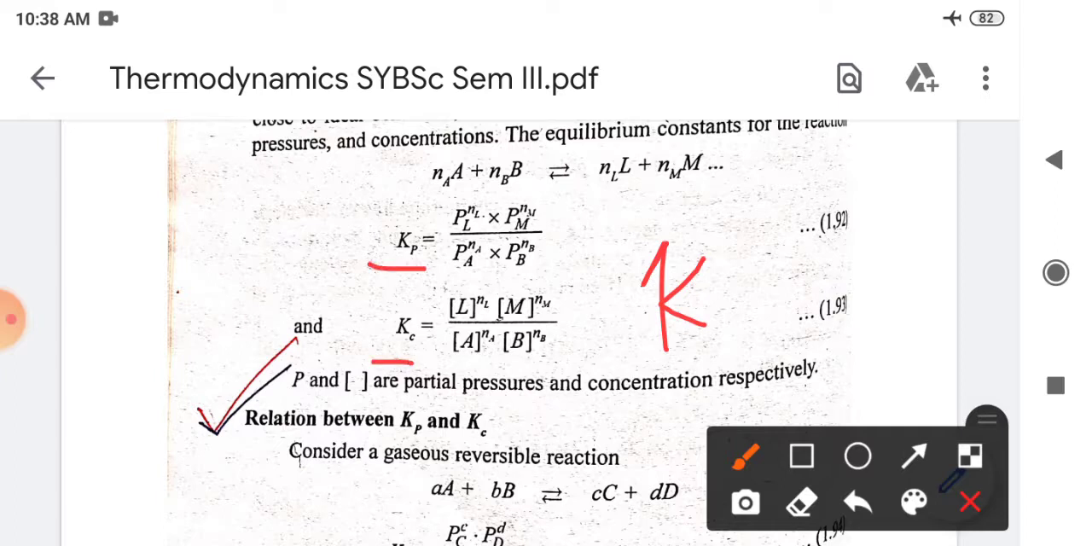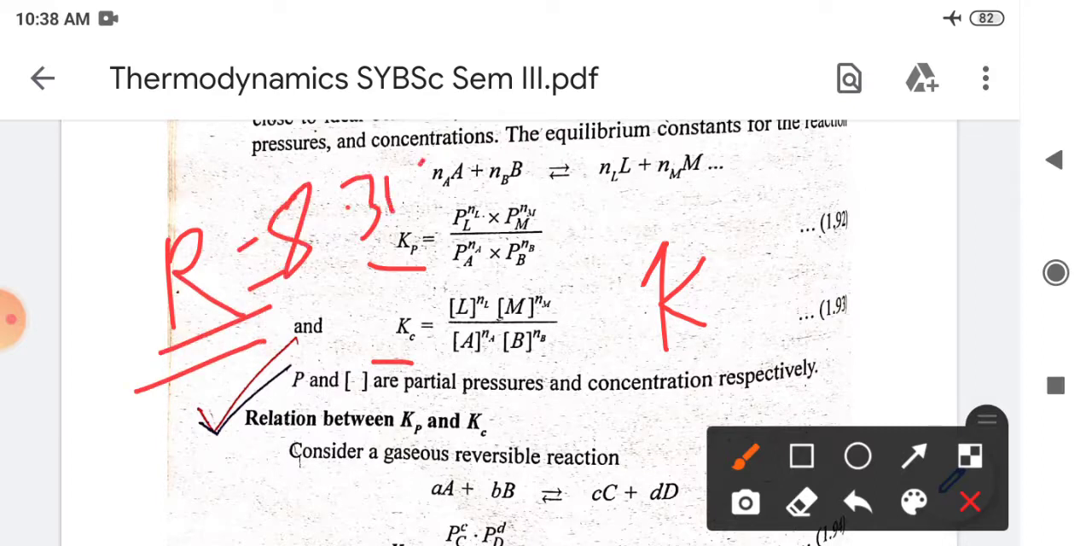these are the equilibrium constants. But if we are calling them constants, they should have some fixed value. Like we can say there is a universal gas constant, it has the fixed value of 8.314 joule per Kelvin per mole. So it has this fixed value, that is 8.314.